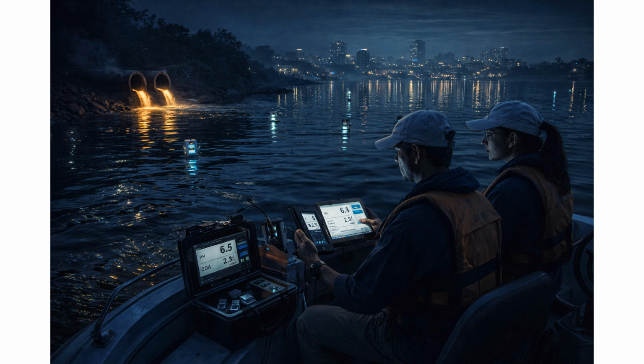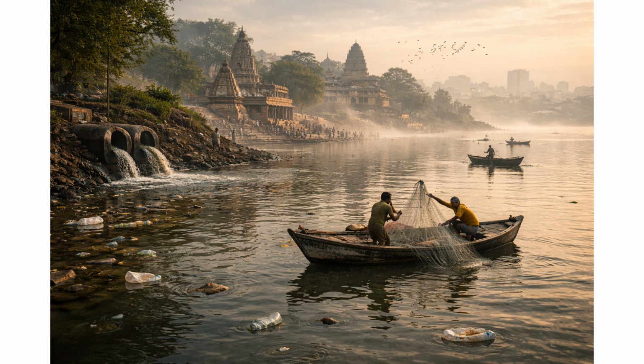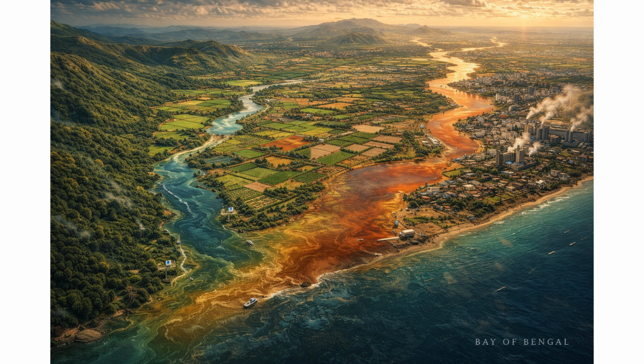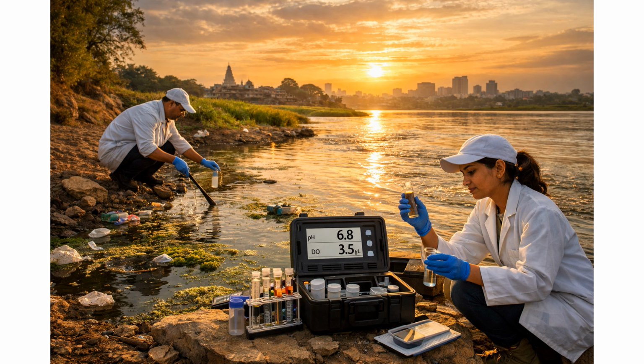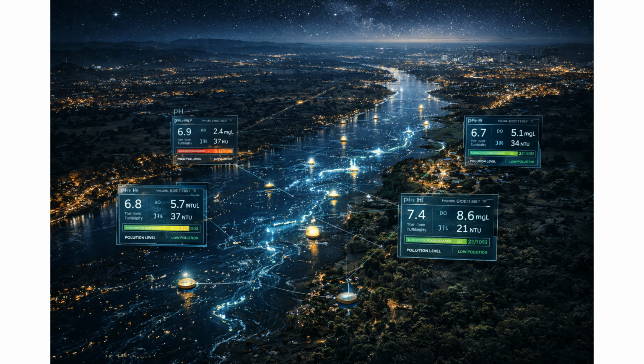Monsoon rainfall plays a decisive role in determining the river's flow patterns. During the monsoon season, water levels rise dramatically due to intense precipitation and runoff from surrounding catchment areas. In contrast, the dry season often witnesses reduced flow, which amplifies the concentration of pollutants in the river water.